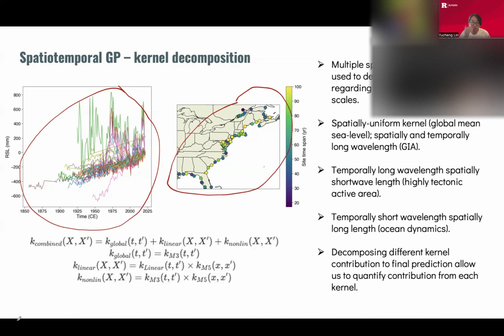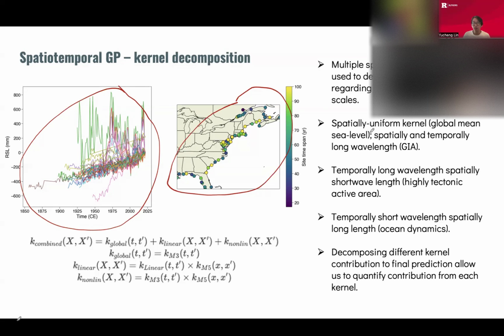Okay, so previously we used only one kernel for describing the whole sea level change variance, but now we are using multiple kernels. Why we are using multiple kernels here is that we can use specific kernels to describe different sea level change processes, which have different spatial temporal scales.